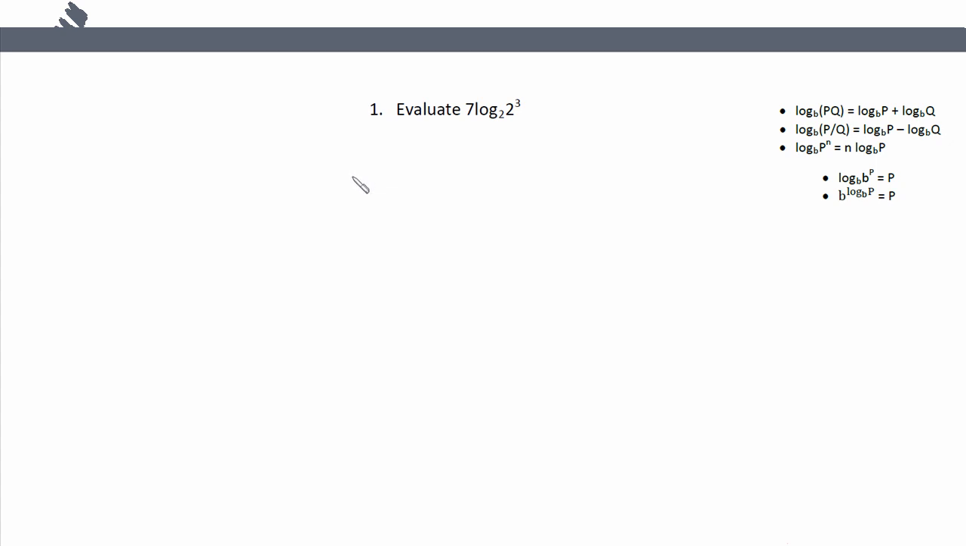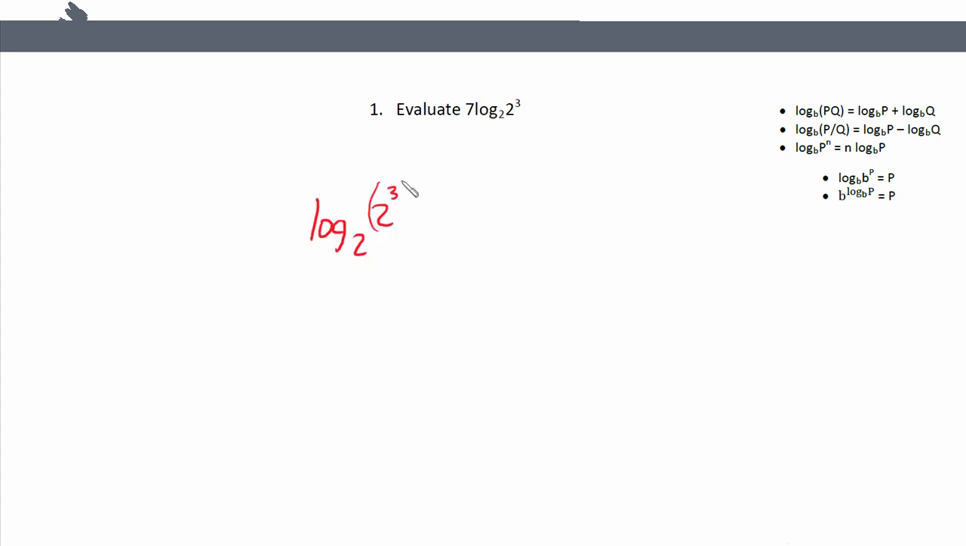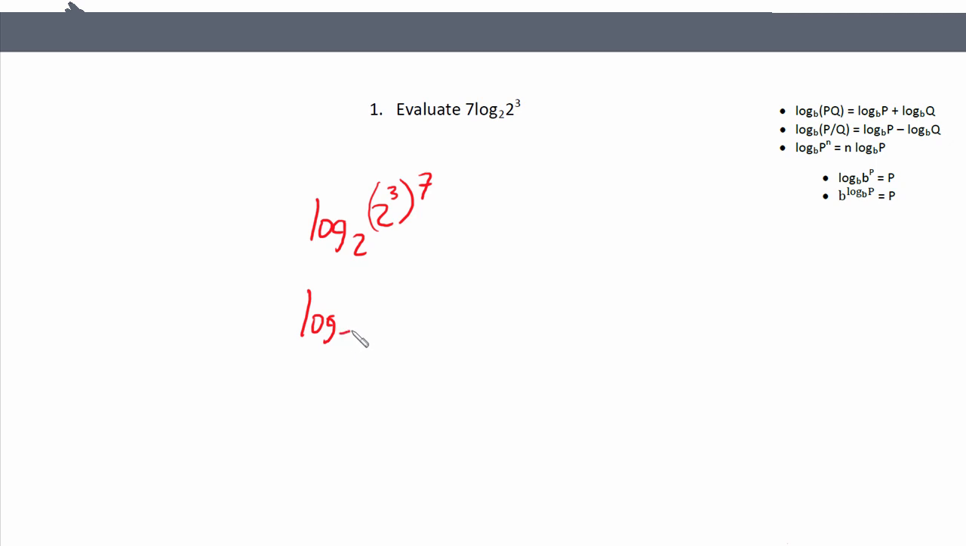So number 1, evaluate 7 log base 2 of 2 cubed. Okay, there are 2 ways to do this. One is I can take this 7 multiplier in the front and move it up as an exponent, and that would be applying this theorem right here. So that would become log base 2 of 2 cubed raised to the 7th power. This 7 multiplier just came up as an exponent. And in the next step, it would look like this, log base 2 of 2 to the 21st power.